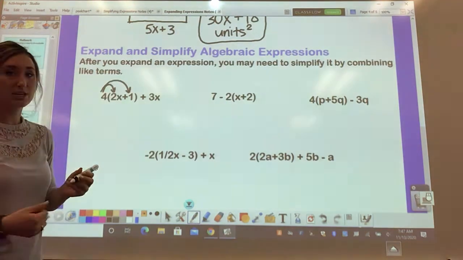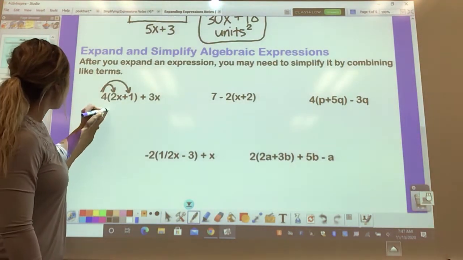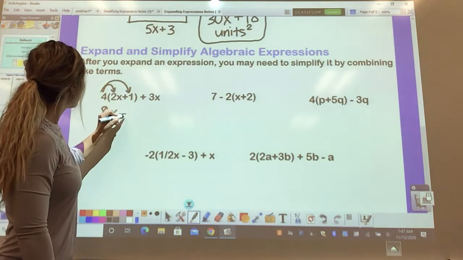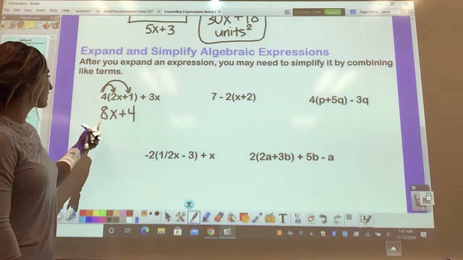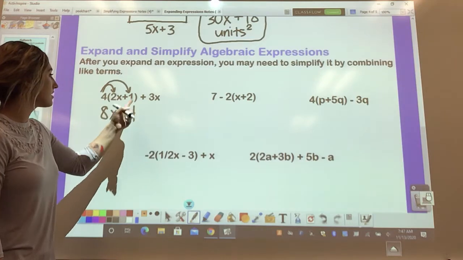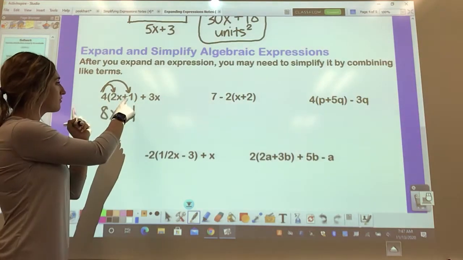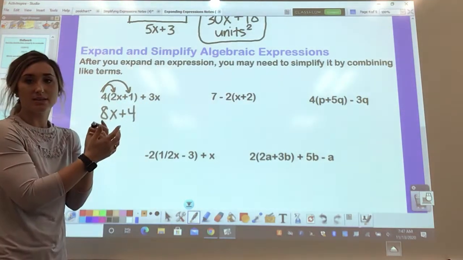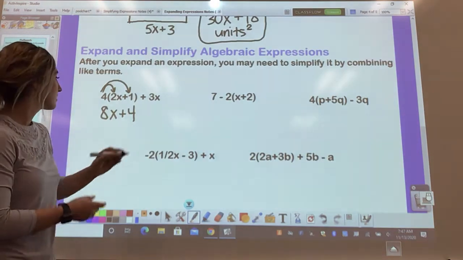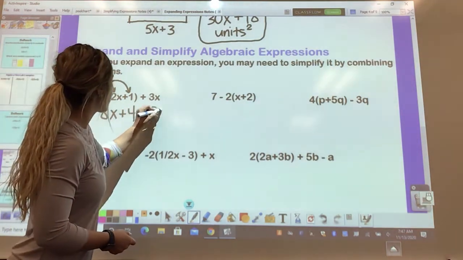Let's do the multiplication first, and we'll get 8x plus 4. 4 times 2x is 8x, 4 times 1 is 4. And then again, don't distribute the 4 into the 3x because it wasn't in parentheses. It wasn't being multiplied. So we're just going to carry down that plus 3x.